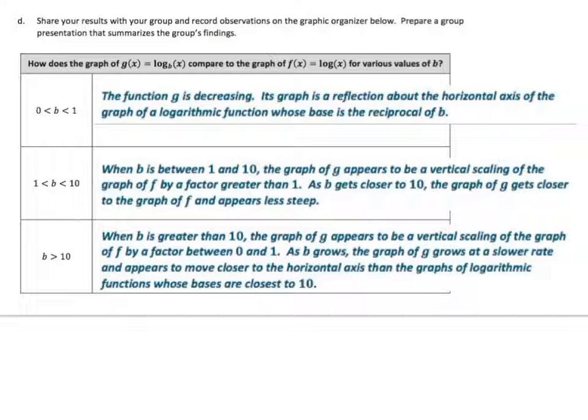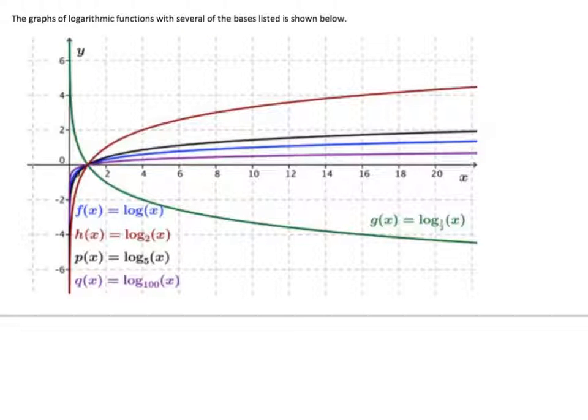So as the base grows, the graph of g grows at a slower rate and appears to move closer to the horizontal axis than the graphs of the logarithmic functions whose bases are closest to 10, right? So that's what you see if you go back and look at the graph, which, hey, I've got another one pictured here. Let's look at it. I forgot I did this. That's so funny.